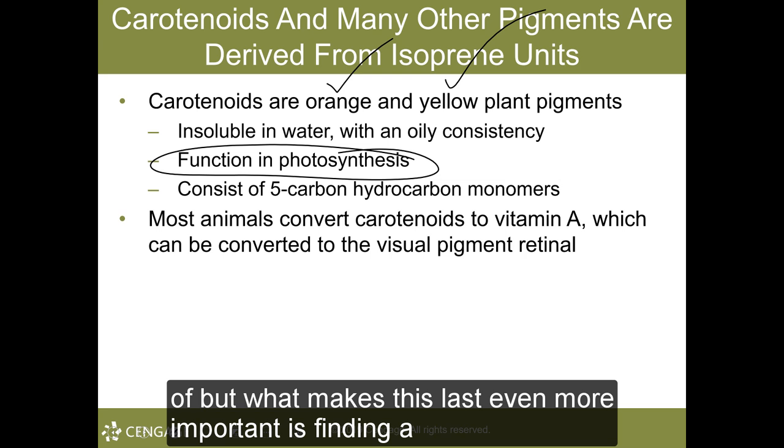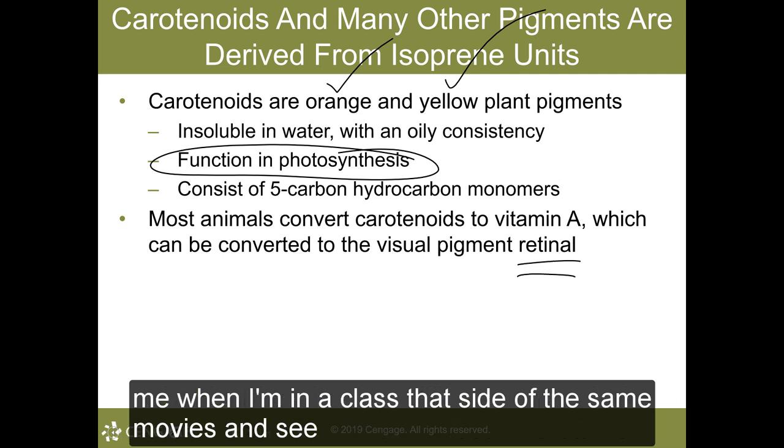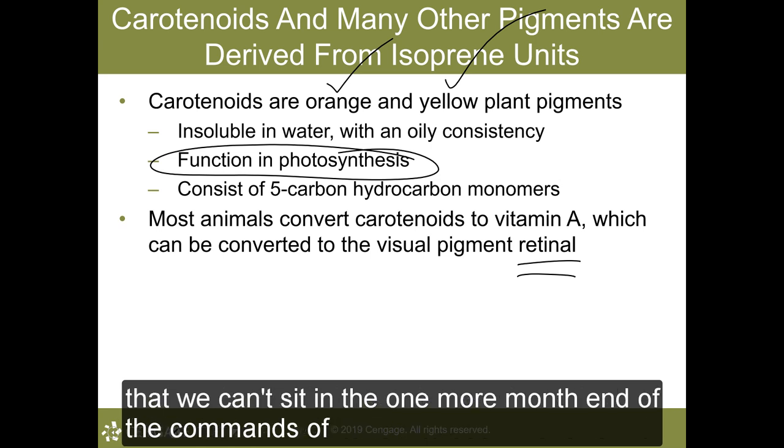But what makes this even more important is vitamin A. Vitamin A is what will be converted to that visual pigment known as retinol, meaning we must have retinol. Without retinol, sight wouldn't be possible, meaning we couldn't see what we see. So just keep this in mind, we use that retinol to allow us to see everything that we can see. And you'll learn more about that in the event that you take anatomy and physiology.